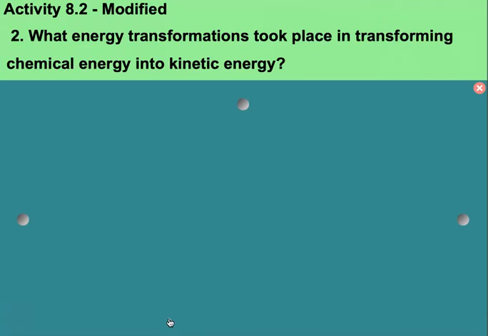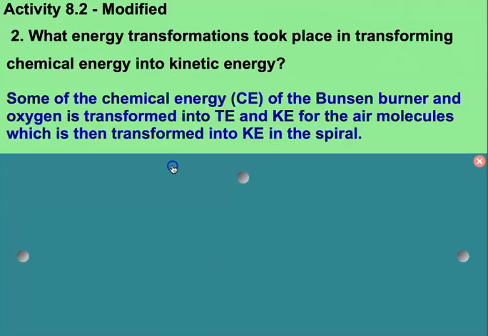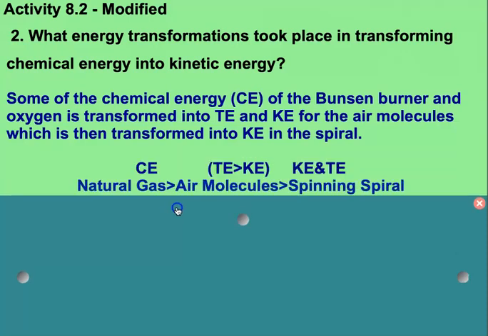So what energy transformations took place in transforming chemical energy into kinetic energy? Well, let's take a look. Some of the chemical energy, or CE, of the Bunsen burner and oxygen is transformed into thermal energy and kinetic energy for the air molecules, which is then transformed into kinetic energy in the spiral.